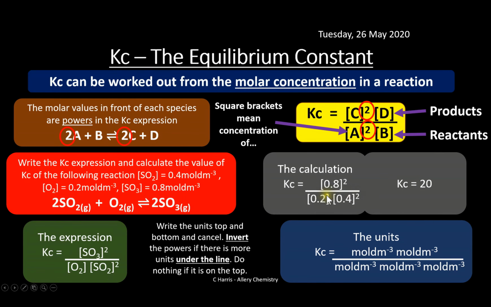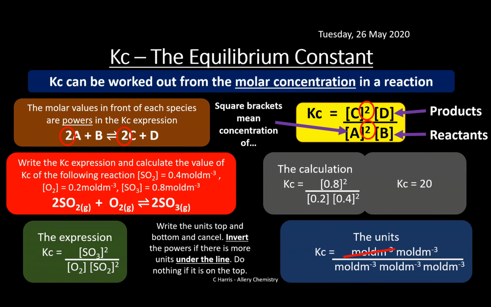So if we add all of them up, that's to the power of 3 in total. So we write that out 3 times: moles per dm cubed, moles per dm cubed, moles per dm cubed. And effectively what we have to do is cancel out the units, and then any that are left at the bottom are inverted, and we flip the sign.